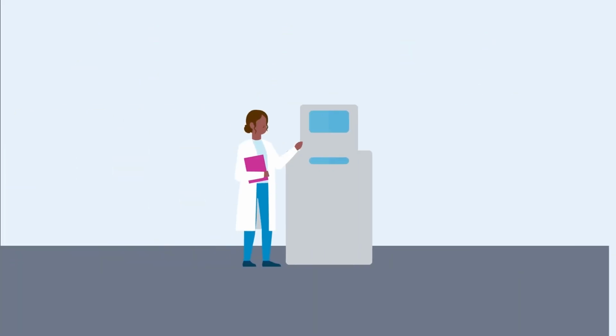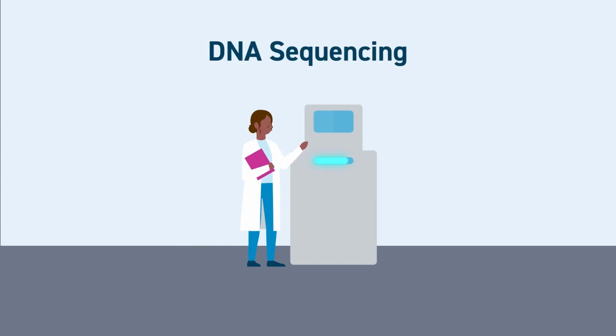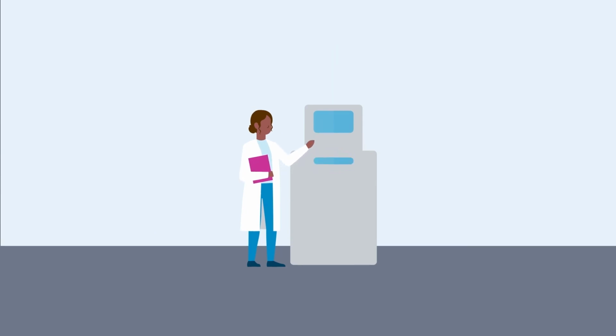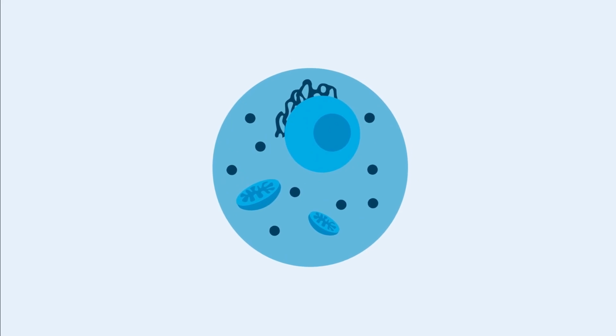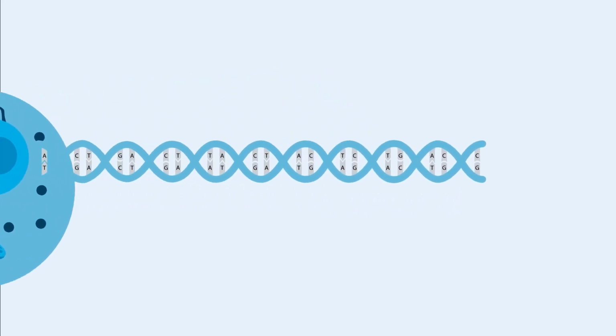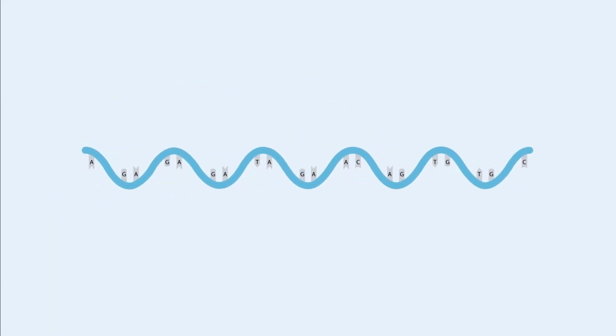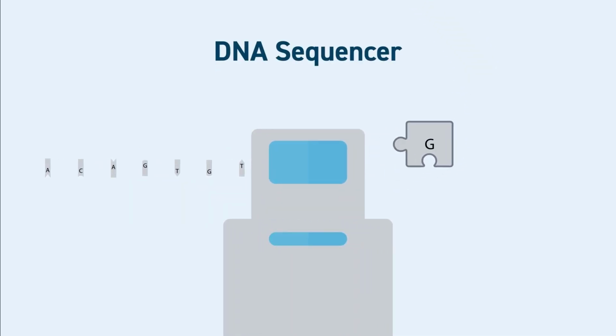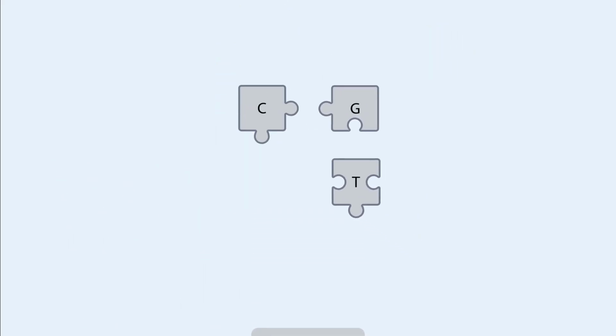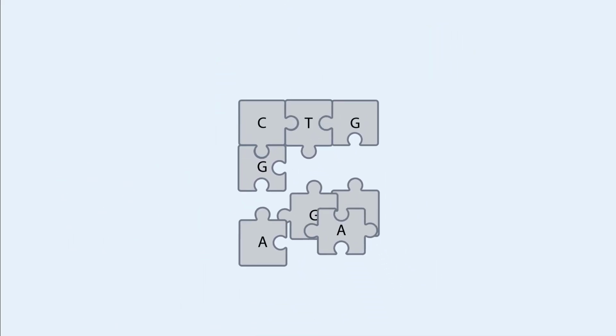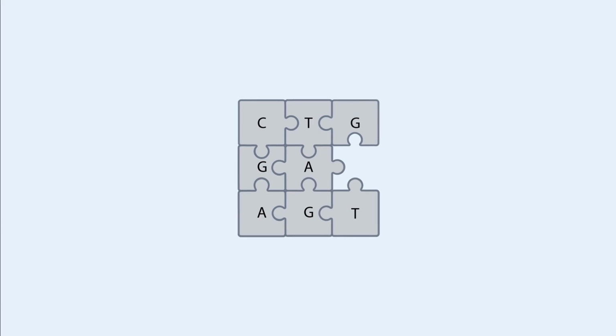Scientists use a technology called DNA sequencing to study and analyze DNA. To sequence a genome, scientists extract DNA from cells, break the DNA into smaller pieces, read the sequence of the DNA letters using a machine called a DNA sequencer, and then put the small pieces of DNA code back together. This process is a little like putting together a puzzle.